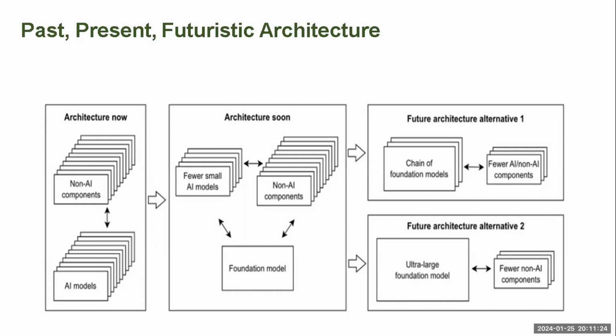And now what we are going to use is some fewer AI models and some non-AI components with the foundation model. That's coming soon, or even now we are using it, but in a futuristic way. If we talk about it, there would be a chain of foundation models and then fewer AI and non-AI components. Chain of foundation models means there could be multiple models, and fewer AI and non-AI components means if we are deploying our model in any of the cloud, then we need to use those cloud services.